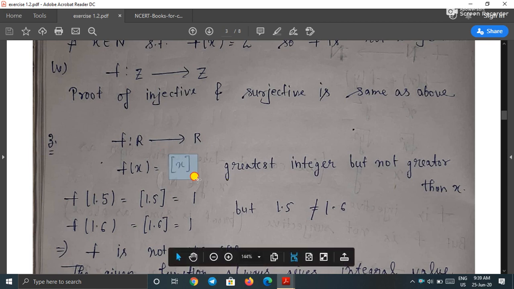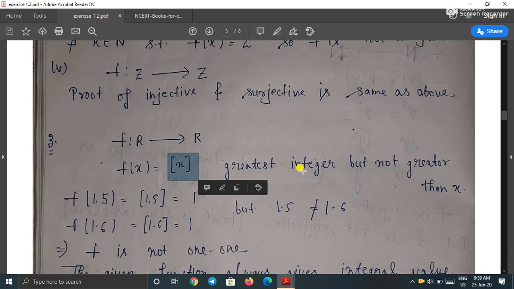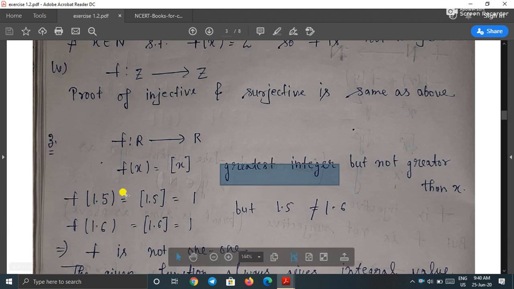The greatest integer function is that ग्रेटेस्ट इंटीजर बट नॉट ग्रेटर देन एक्स. मीन्स बेटा जो ये जो ब्रैकेट बना के आपने एक्स लिखा हुआ है इसकी वैल्यू जो फाइनल वैल्यू आपकी आएगी वो कभी भी एक्स से बड़ी नहीं आएगी और हमेशा जो भी वैल्यू आएगी वो इंटीग्रल वैल्यू आएगी. So it is called greatest integer function. ग्रेटेस्ट इंटीजर बट नॉट ग्रेटर देन एक्स.